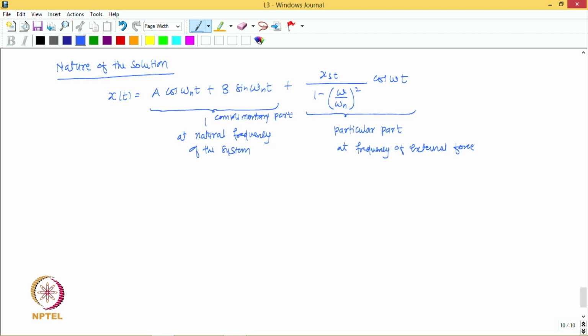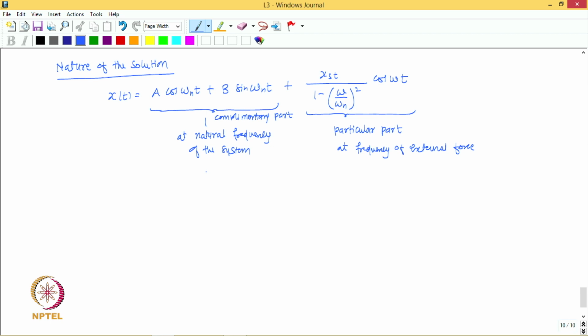So, that is I think the one important observation here, right. It consists of two parts, complementary part and particular part. Complementary part occurs at the natural frequency of the system, and the particular part occurs at the frequency of the external force, right.